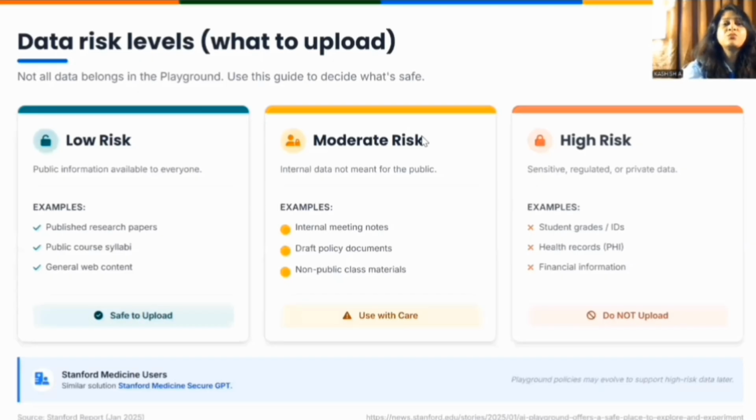Data risk levels, what to upload. We can upload low risk data like published research papers, public course syllabi, or general web content. What kind of moderate risk things can we upload? Internal meeting notes, draft policy documents, or non-public class materials. But when it comes to students' grades, health records, or financial information, then we should avoid it. That would always be beneficial for our university, colleges, or organization.